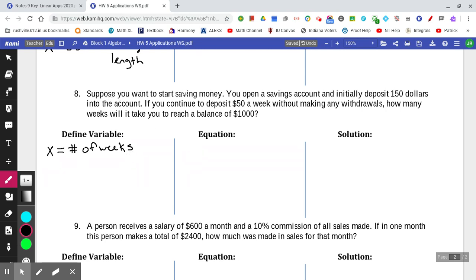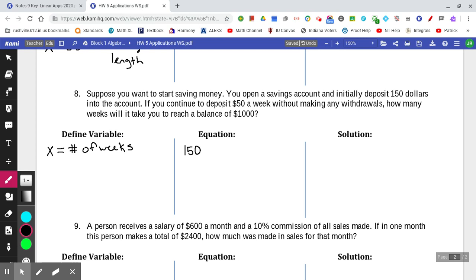So suppose you want to start saving money. That's background information, but that's not really telling me any relationship between numbers. So I move on. You open a savings account and initially deposit $150 in the account. Okay, so that's your starting amount. So I'm going to go ahead and start with that number. $150 goes into that account.